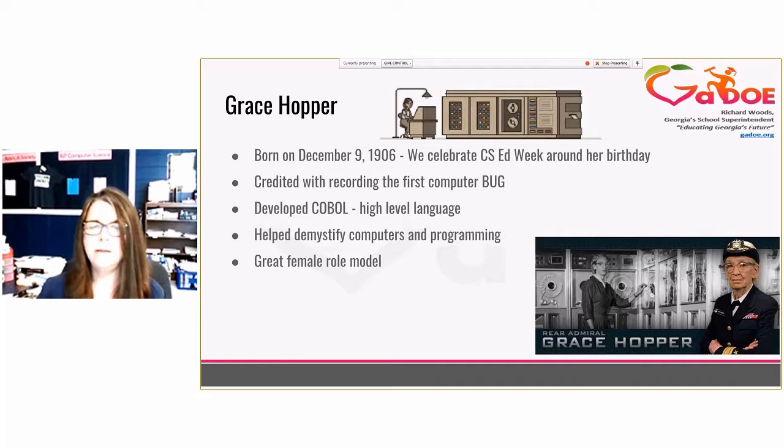She felt like computers should be accessible to more than just physicists. That you should be able to work with a computer with English. So that's how we got COBOL. She was instrumental in COBOL and the languages that preceded COBOL. And that's kind of our first high-level language where we use English, and not machine code, to talk to a computer. And she's just a great female role model. So this was a Google Doodle from her 107th birthday, I think.